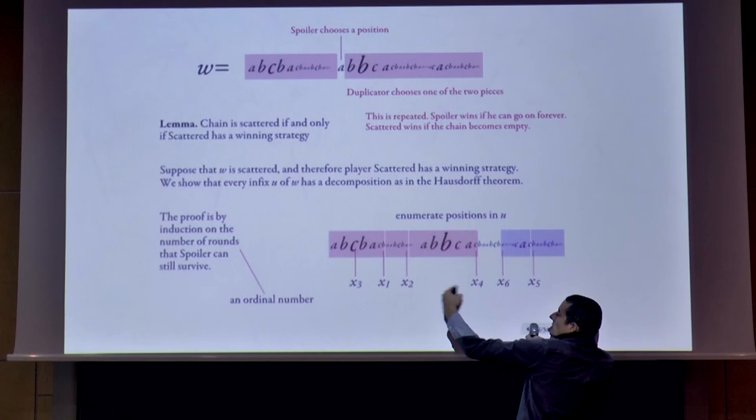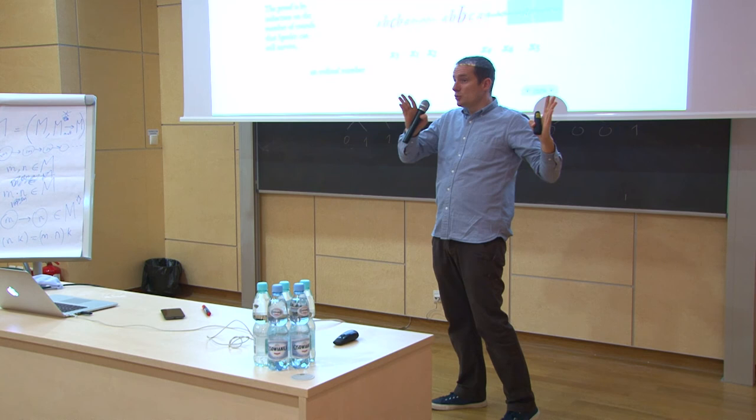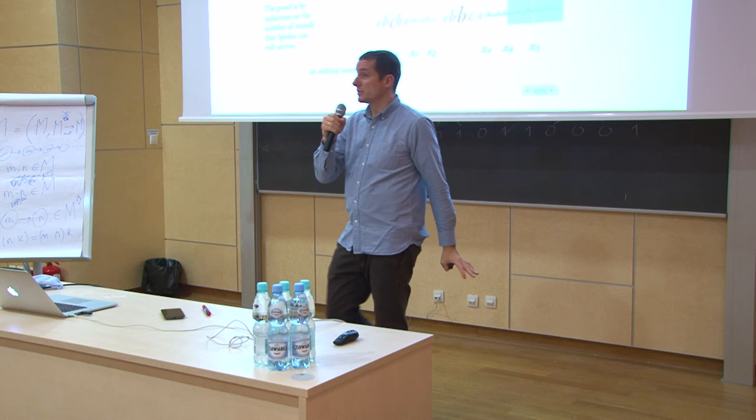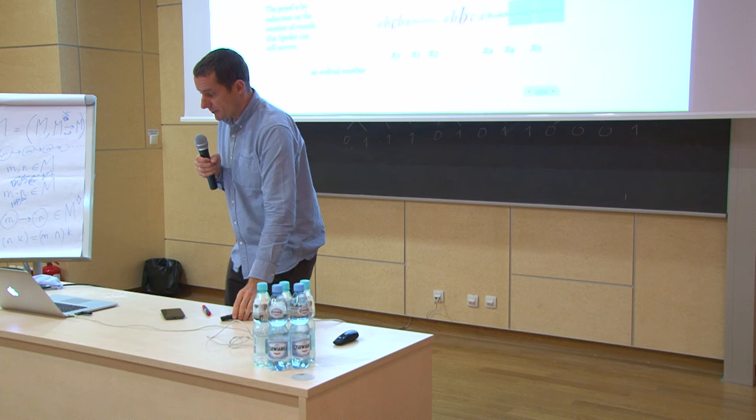If the new positions appear here, you ignore them, otherwise they appear here. You get these two sides converging towards the middle, and they exhaust everything eventually because of the enumeration of all possible positions. So that's what you get: a binary concatenation of a plus omega and a minus omega. So we're done here. That's the Hausdorff theorem.